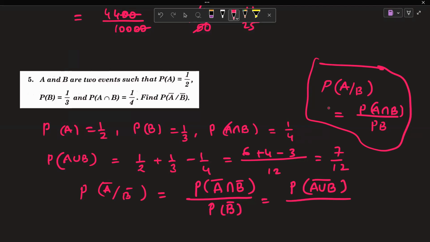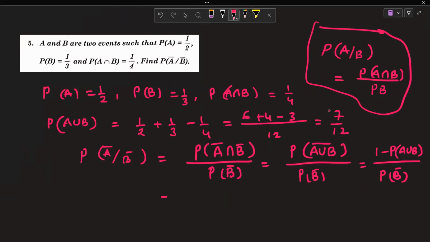Okay. In reverse order, if you calculate this, complement of A is A bar. Look at here. Complement of union. This bar is applied to union. It will be intersection. Remember this point, basic point it is. And divided by P of B bar. So P of A union B whole bar is 1 minus P of A union B. 1 minus P of A union B whole divided by P of B bar.